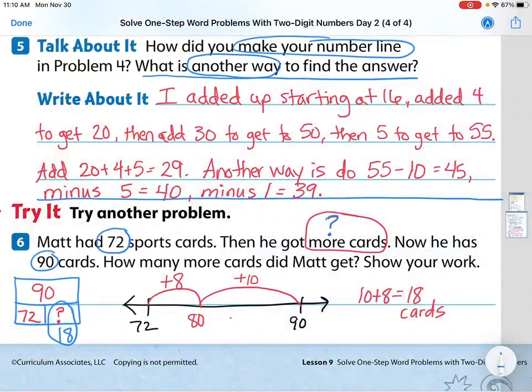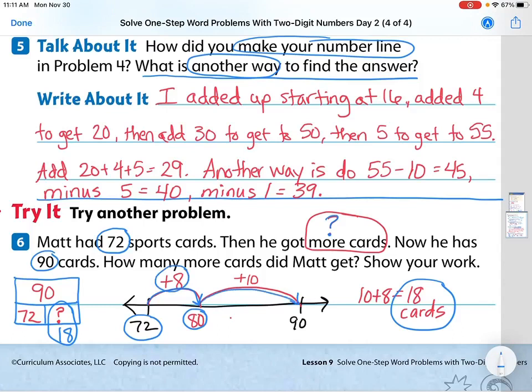Okay, I hope you guys came back with the answer, and I found out that the answer was 18. So the more cards that he got was 18. So I did an adding up on the number line. That's my favorite thing to do. So I started at 72, and I knew my next 10 that I wanted to get to was 80. And 72 plus 8 more gets me to 80.